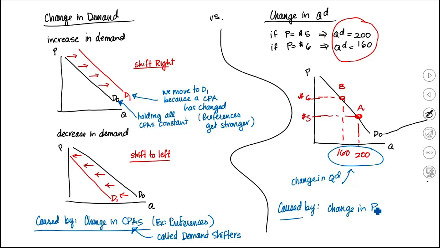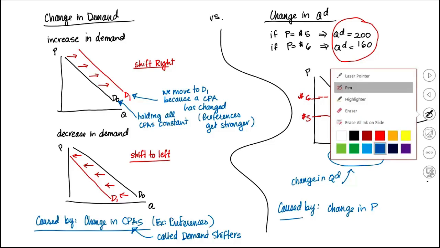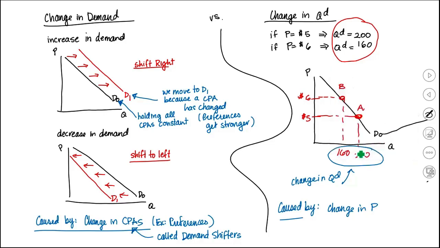So I want you to be very clear here about the difference between these two. A change in demand is a shift of the curve. A change in quantity demanded is movement along the curve. Okay, see the difference? Everybody with me? And guys, you just have to know this like the back of your hand.